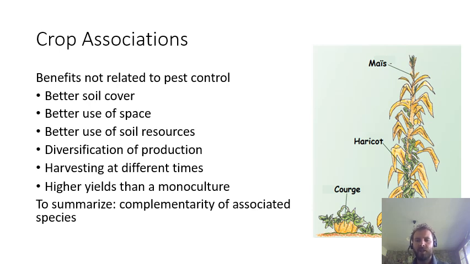So to summarize everything, you want a complementarity of the crops you associate. It doesn't make sense to associate crops that are not complementary. At the minimum, it can be useless, and then you just have two different crops, which is not that bad, but it also can be counterproductive if you associate the wrong crops.